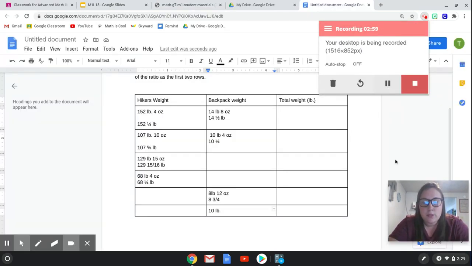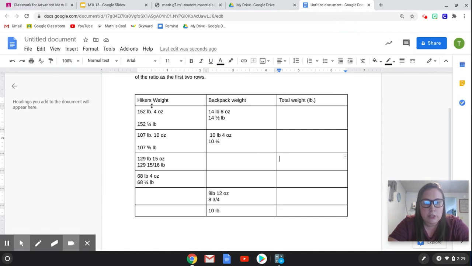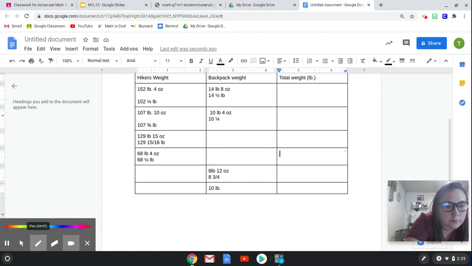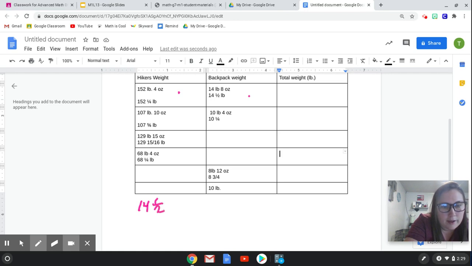Okay, now you can see that I went through and did all those conversions. So these are now all in fractions of pounds. And now we're going to go ahead and try and figure out the ratio. So I'm going to start with, let me go ahead and try and write on this. Okay, I know I'm going to do the weight of the backpack divided by a hiker's weight. So that's going to look like 14 1/2 divided by 152 1/4.